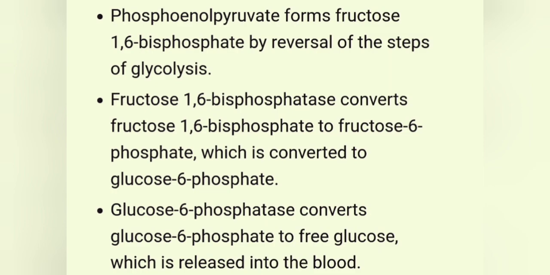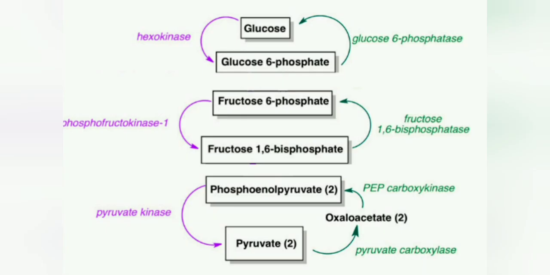Phosphoenol pyruvate forms fructose 1,6-bisphosphate by reversal of the steps of glycolysis. Now this is followed by another reaction where fructose 1,6-bisphosphatase converts fructose 1,6-bisphosphate to fructose 6-phosphate. That means you can understand that phosphatase enzyme is removing phosphate. Now this fructose 6-phosphate is getting converted to glucose 6-phosphate. Glucose 6-phosphatase converts glucose 6-phosphate to free glucose, which is released into the blood.